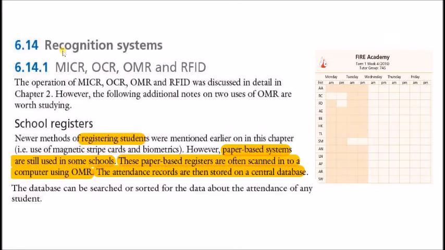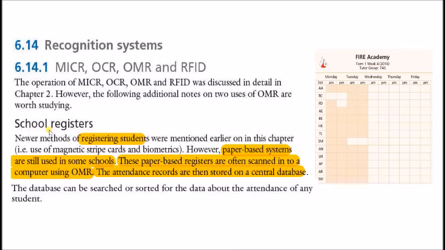And now recognition systems. We are talking about MICR, OCR, OMR, and also the RFID. These are the input devices that we have seen in chapter 2. Now, when we talk about them, we can give an example about the school registers.